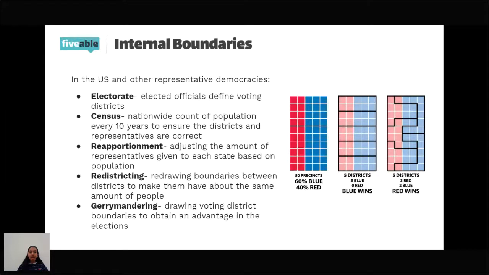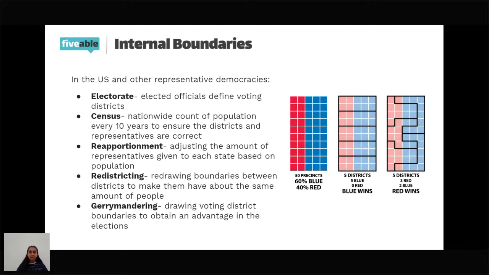And the term gerrymandering came about because a news editor noticed that one of his weirdly shaped districts looked like a salamander. So Jerry plus salamander made gerrymandering, and it's obviously illegal now. And you can see an example of gerrymandering in this diagram on the right.